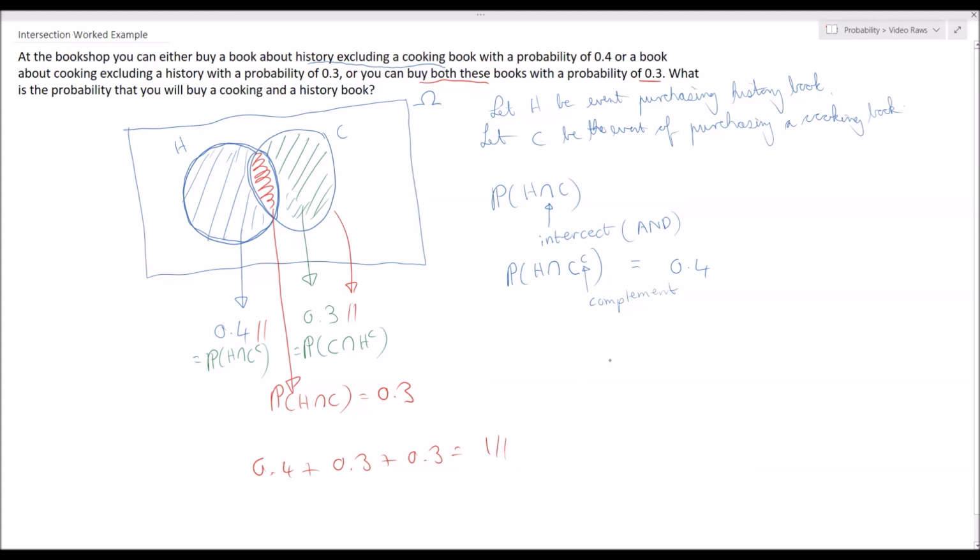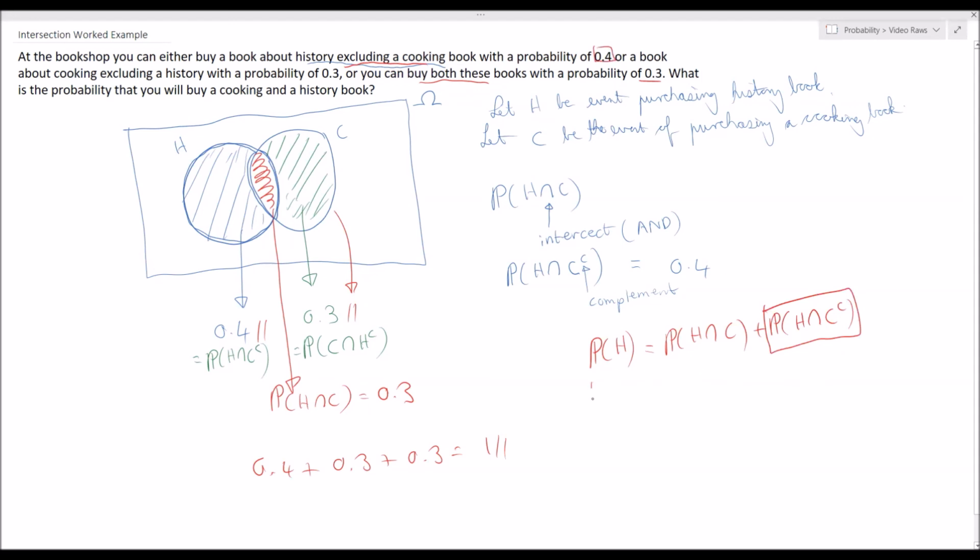Now, as a further comment, I'd like to point out something very important. The probability of buying a history book is equal to the probability that you bought a history book and a cooking book, plus the probability that you bought a history book and you didn't buy the cooking book. Because you either buy the cooking book with the history book, or you just buy the history book on its own. So when you're doing probability-based questions, be careful to read how the question is phrased. In this question, it's explicitly phrased that we bought the history book, excluding the cooking book. That means we looked at this probability for the 0.4.